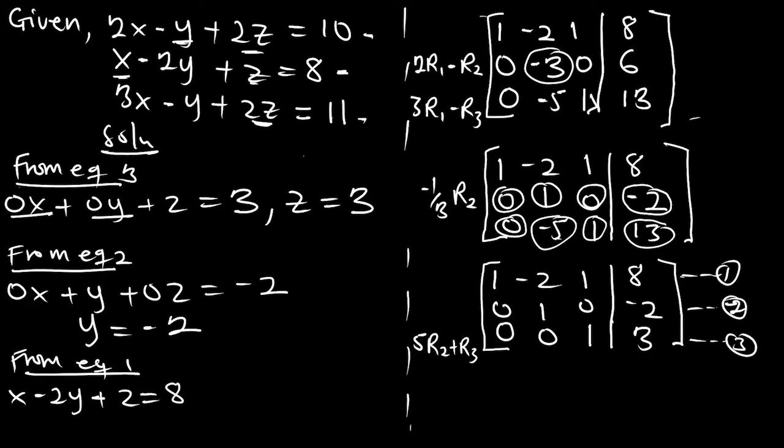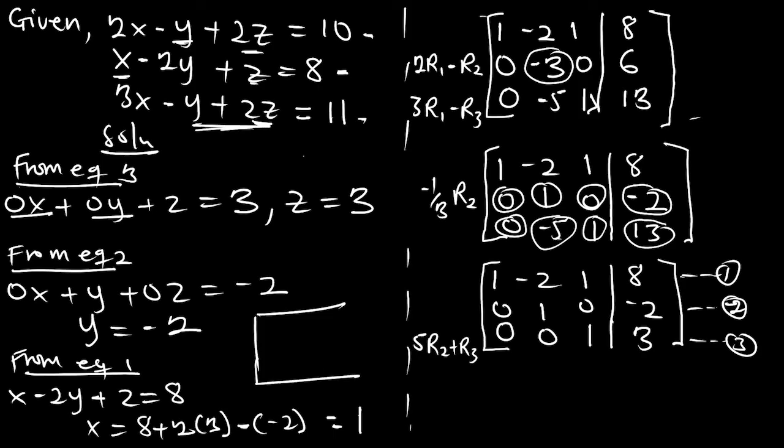Now when you put in the values of y and z, our x is equal to 8 plus 2, the value of y is 3. This is minus the value of z, which is minus 2, and our x is going to give us 1. Are you okay? Therefore, when you use the matrix to solve this system of equations, our x is going to be 1, our y is going to be negative 2, and our z is going to be positive 3.